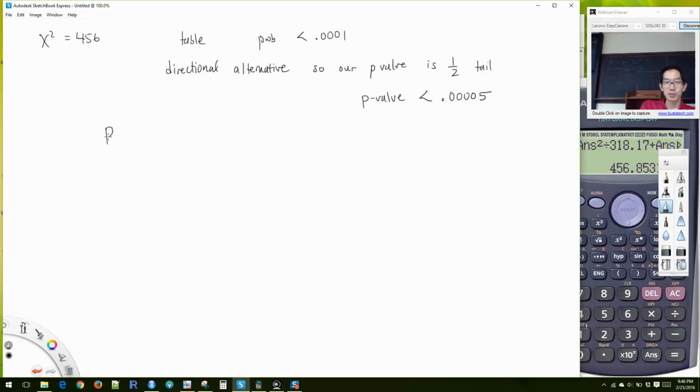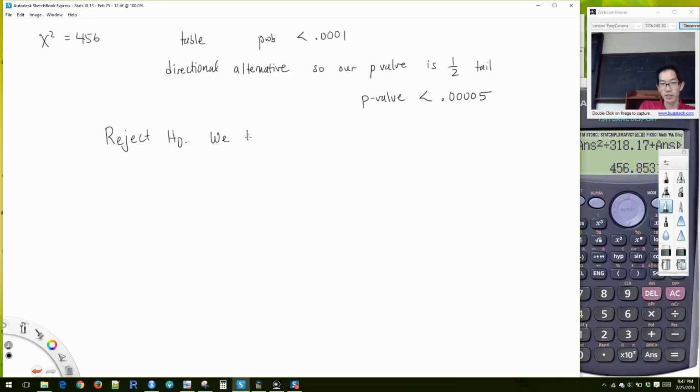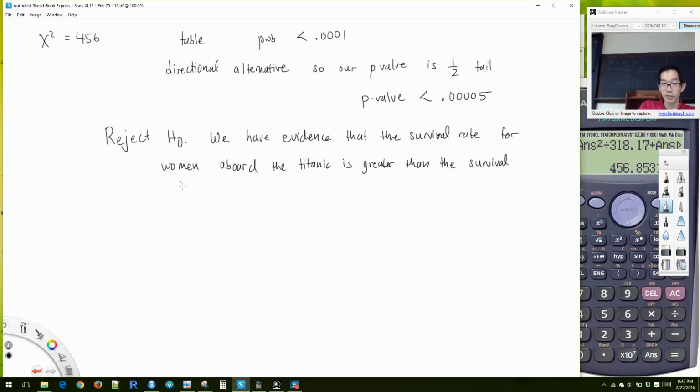So all in all, we're going to reject our null hypothesis. And we say we have evidence that the survival rate for women aboard the Titanic is greater than the survival rate for men.